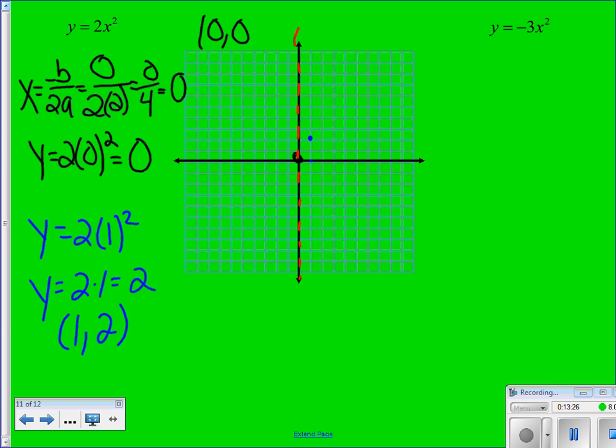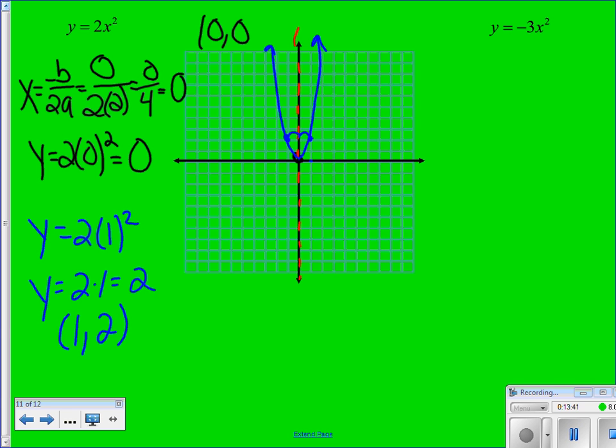So (1, 2). Well, now I can take this point and reflect it over the axis of symmetry. So I go over 1, which means I need to go over 1 on the other side. And then I can safely draw that parabola.